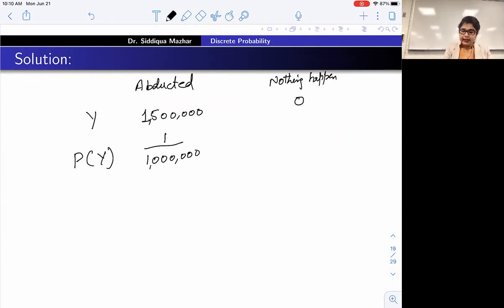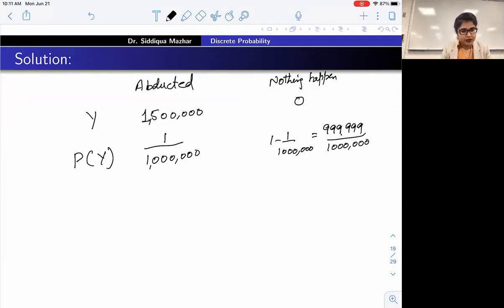Nothing is happening. How can you find the probability? Because we have only two incidents, either abduction happens or nothing happens. So this is the complement of happening, which is 1 minus 1 by a million. It means this is 999,999 divided by 1,000,000. So this is how you will write it down.